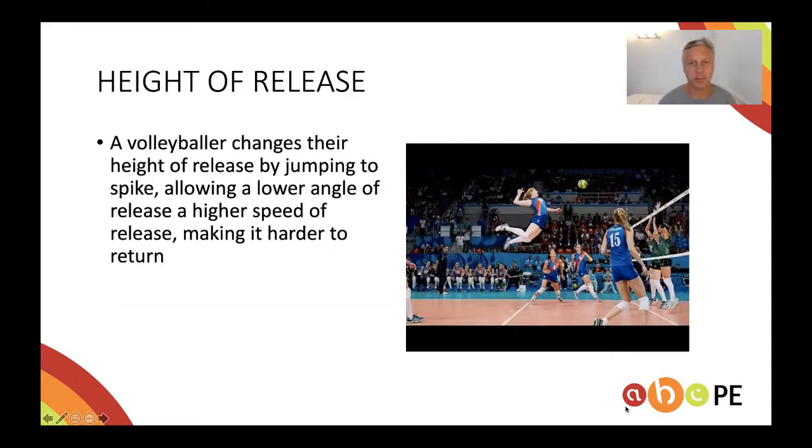Volleyball is a great example where players will manipulate the angles, the heights and the speeds all of the time. The picture here shows a volleyballer launching themselves, once again a projectile, into the air so they can get high above the net. Therefore, they can hit the ball down at a low angle of release and hit it really hard, and it still lands in the court and is obviously more difficult to return. Here's a video that I prepared to show you exactly what I mean there.